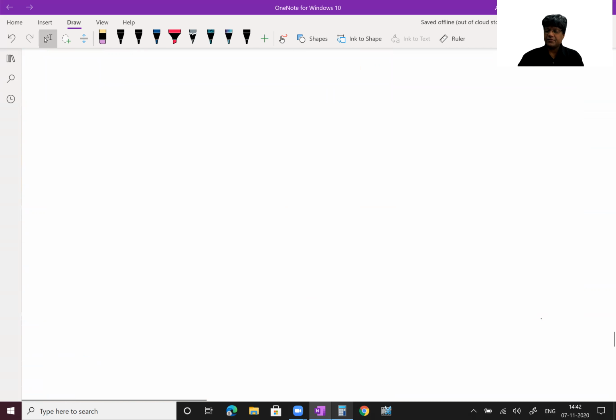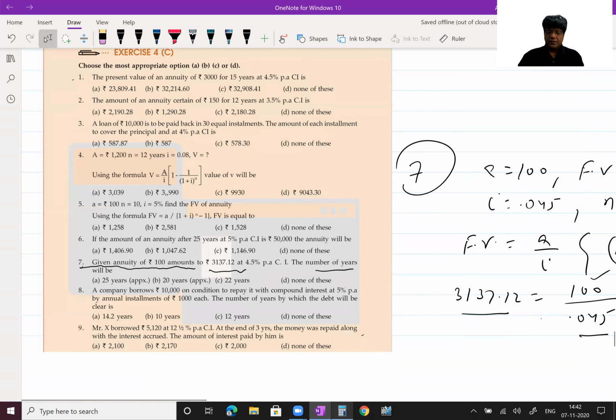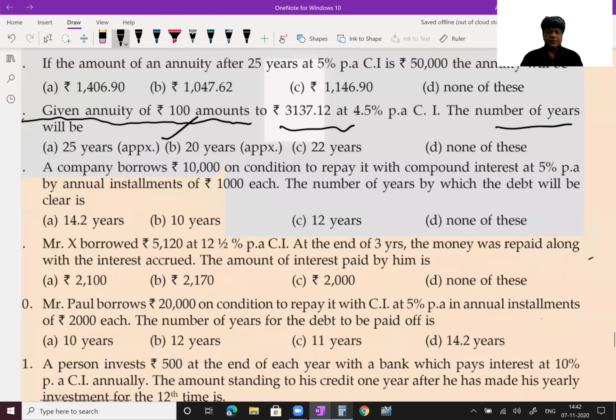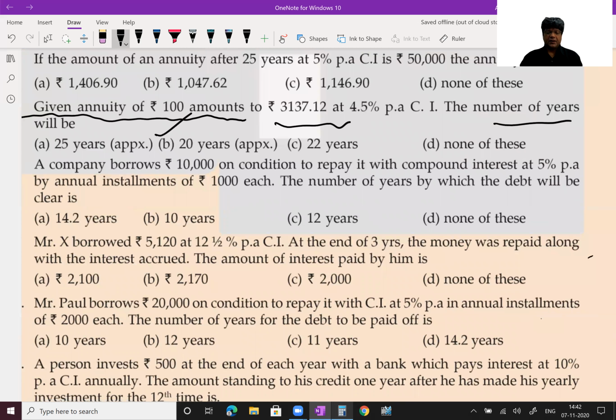Exercise questions I was doing. Which option? Option B. Now the next question, which we can take, question number 9 we are taking, guys.